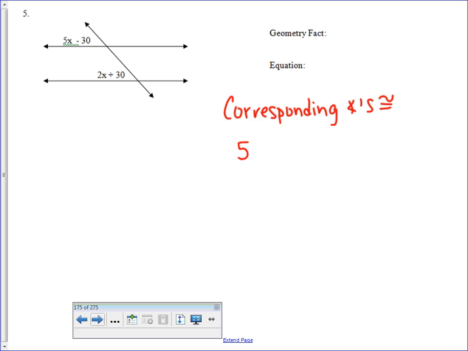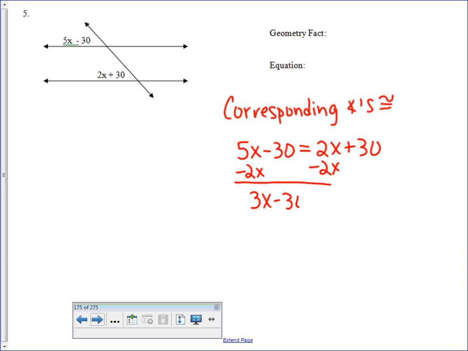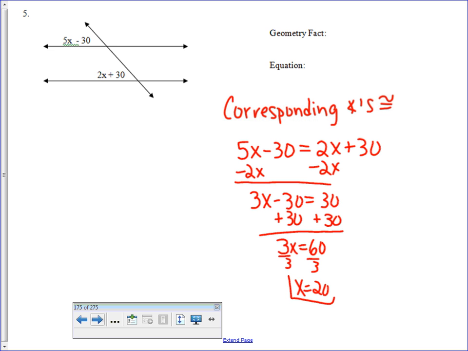Those are congruent. So my equation that I'm going to set up, 5x minus 30, is going to equal 2x plus 30. Bring your variables to one side. 3x minus 30 equals 30. Add 30 to both sides. I get 3x to equal 60. Divide both sides by 3. And I get x to equal 20.